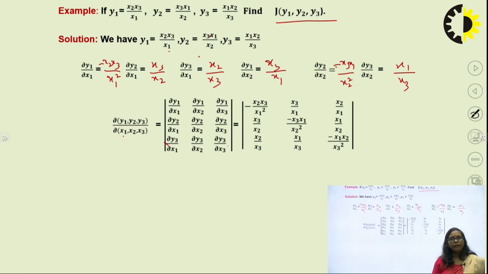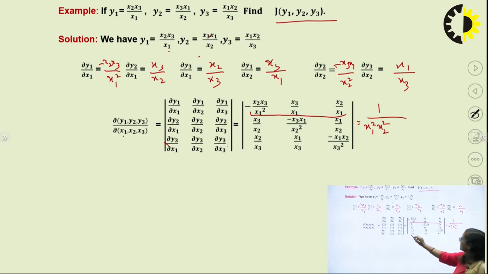We know that we can take common from any of the rows or any of the columns in solving a determinant. So look at what we take common outside over here. In the first row, we are going to take 1 by x1 square common outside. From the second row, I am taking 1 by x2 square common outside. From the third row, I am taking 1 by x3 square common outside.